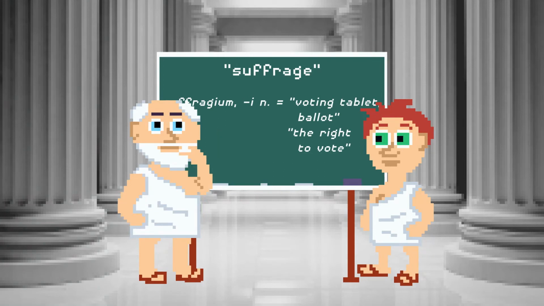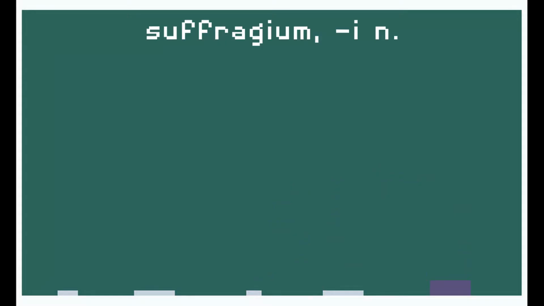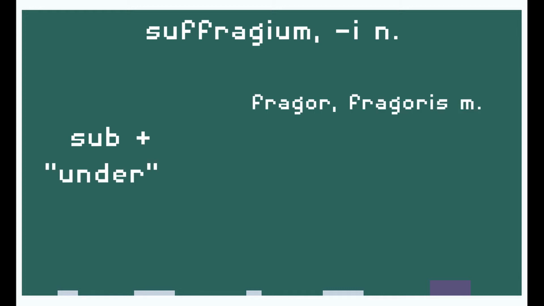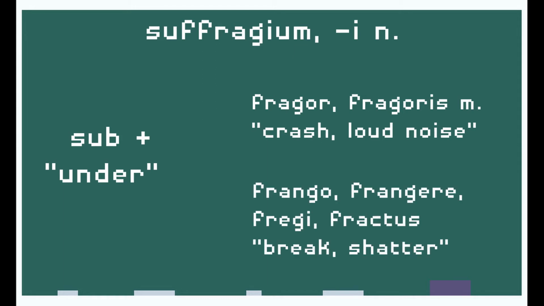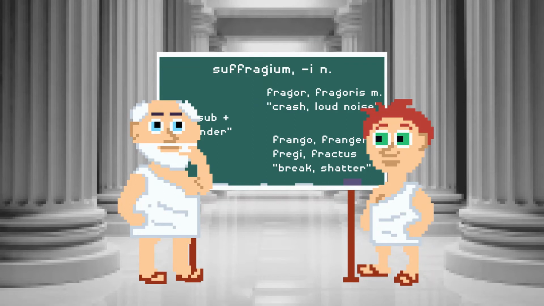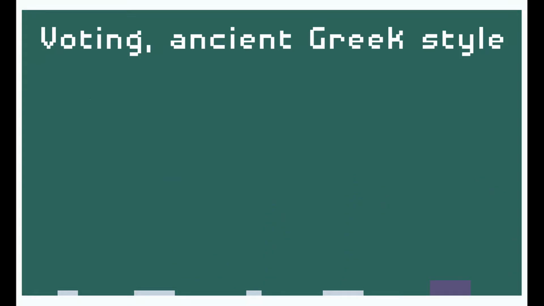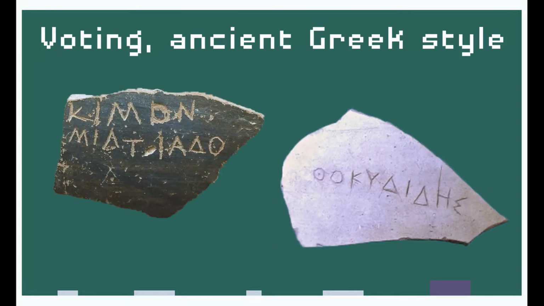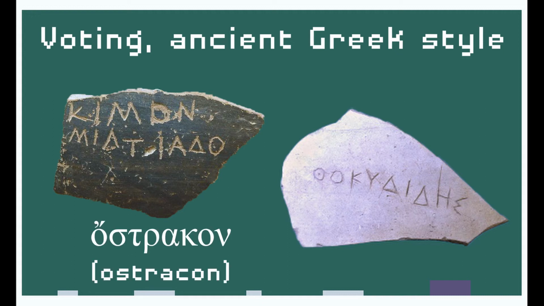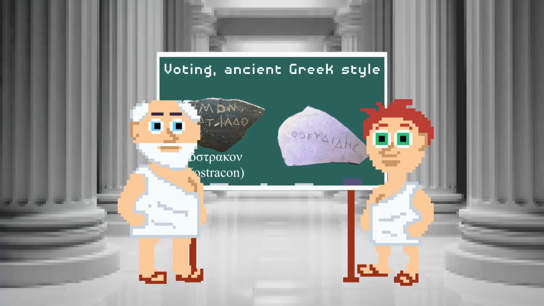Now we could just leave it there, but a few scholars have proposed further derivations of the Latin word itself, namely that it probably comes from the prefix sub, meaning under, and either the noun fragor, fragoris, meaning crash or loud noise, or the verb frangere, which means to break or shatter. In the case of the noun, maybe it meant shouts of approval, and in the case of the verb, maybe it refers to a broken piece of tile, like the ancient Greek practice of casting votes written on shards of pottery. The voting shard was called an ostrakon in Greek, which is where the word ostracized comes from, another story for another day.